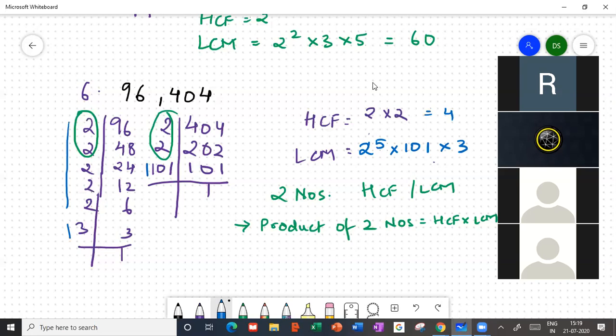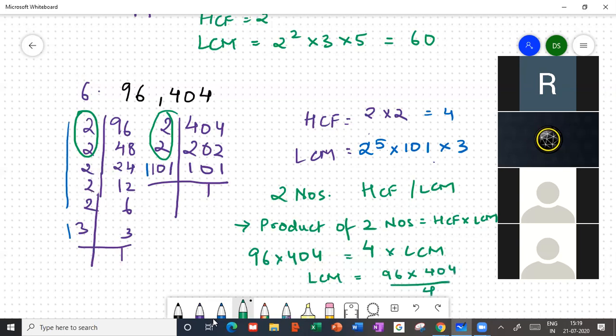Or a simpler way to do this, an alternate way, is this. You know the two numbers as 96 and 404. You know the HCF as 4. So the LCM will be nothing but 96 into 404 by 4. That is another way of solving it.